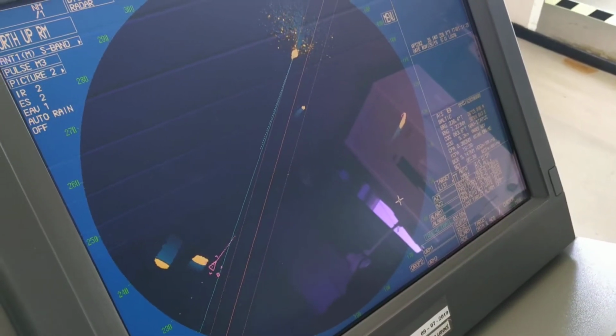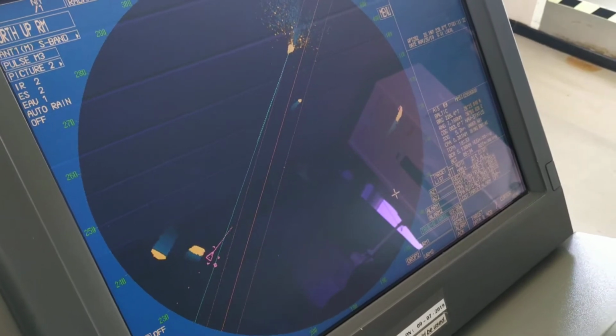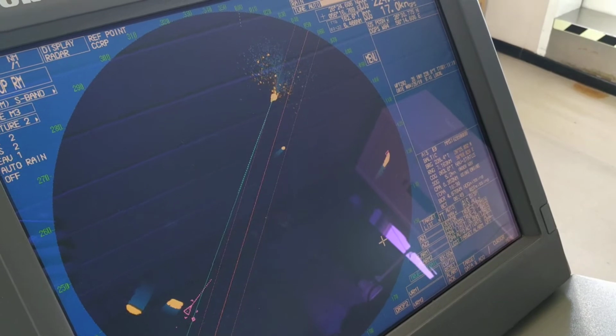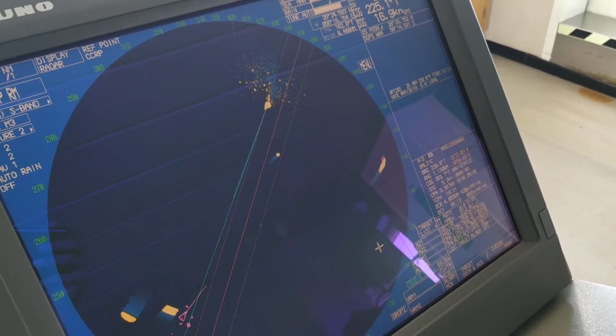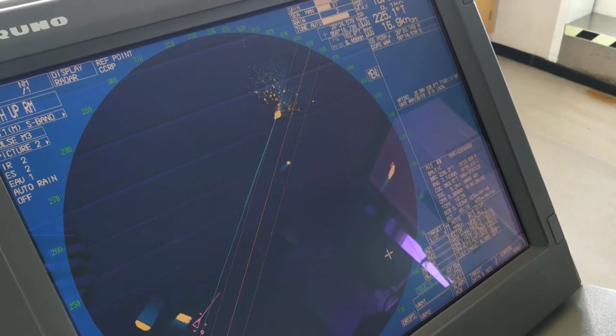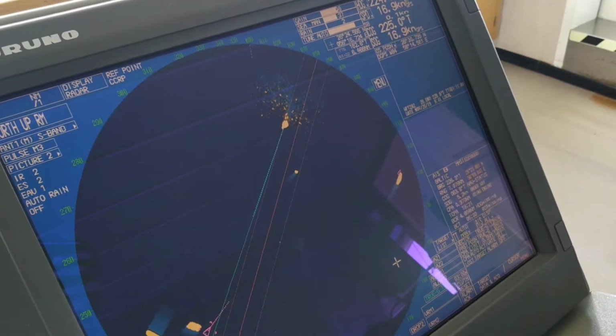So today I'm going to explain one of the most confusing things that a watchkeeper, or officer of the watch, usually faces: what's the difference between BCR, that is bow crossing range, and the CPA, that is closest point of approach. These two things are totally different.